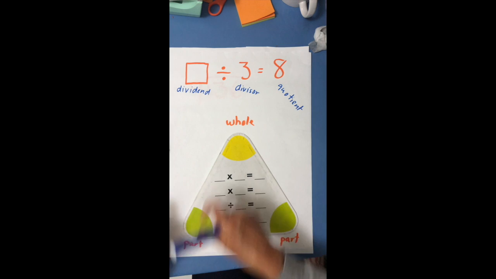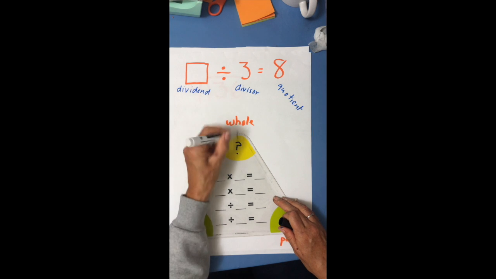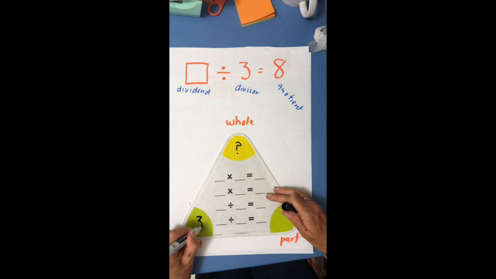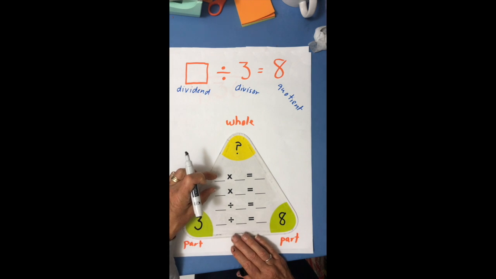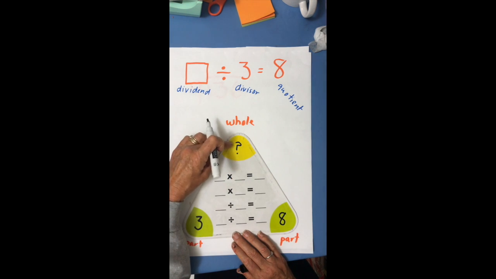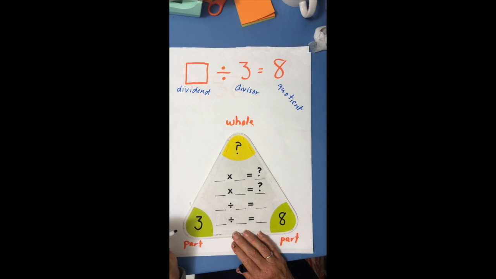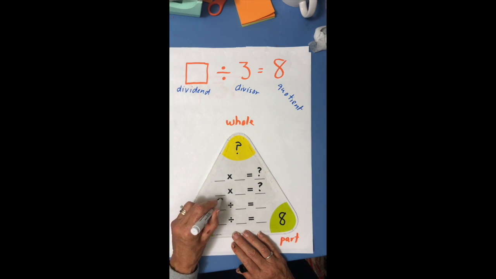So I do not know the biggest number, which would be on top. So I'm just going to put a question mark. And then these two numbers I can put in either spot. It doesn't matter the order. Now I always like to fill in the whole first. I know the biggest number, which we don't have, would go here. So I don't know the answer to those two equations, and I do not know the whole on these.